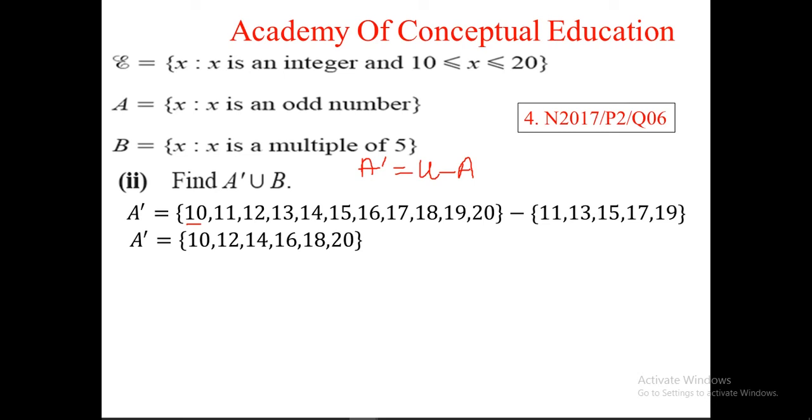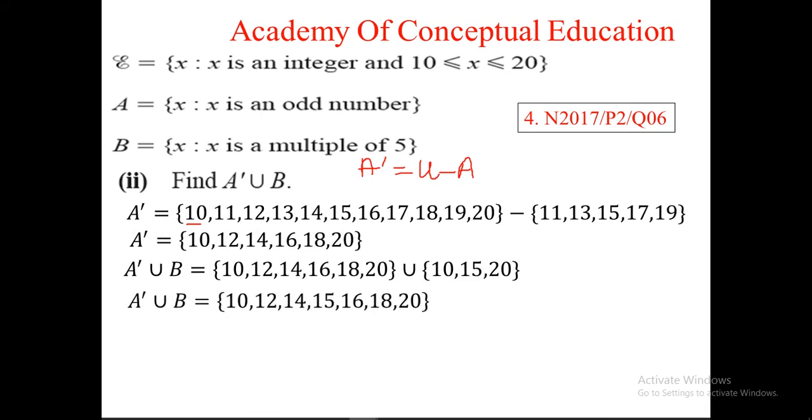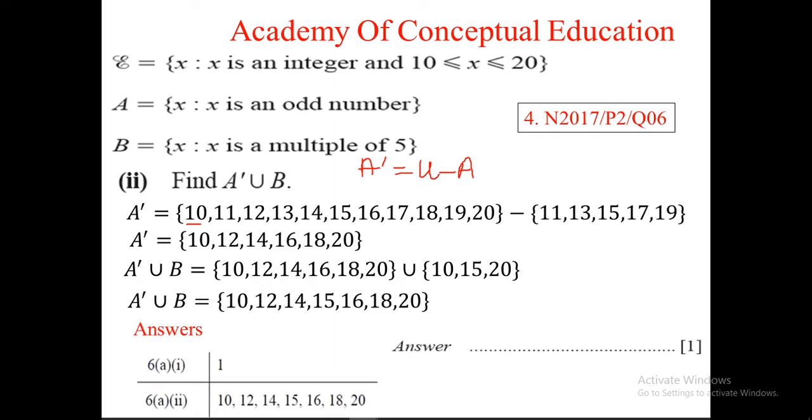Now we have to find the set B, and then write the union. Set B was 10, 15 and 20. If we find the union of these two sets, the answer will be this. We have to write it in a united manner. Now you can see the answers in the marking scheme. These are the answers for part first and part second.